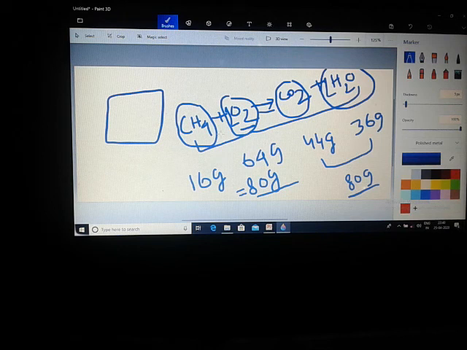Here it is methane. When methane reacts with oxygen, it forms carbon dioxide and water. At that time the total mass is 80 gram on the right hand side, that is the products, and on the left hand side, that is 80 gram, that is the reactants. So the whole thing is a chemical reaction.